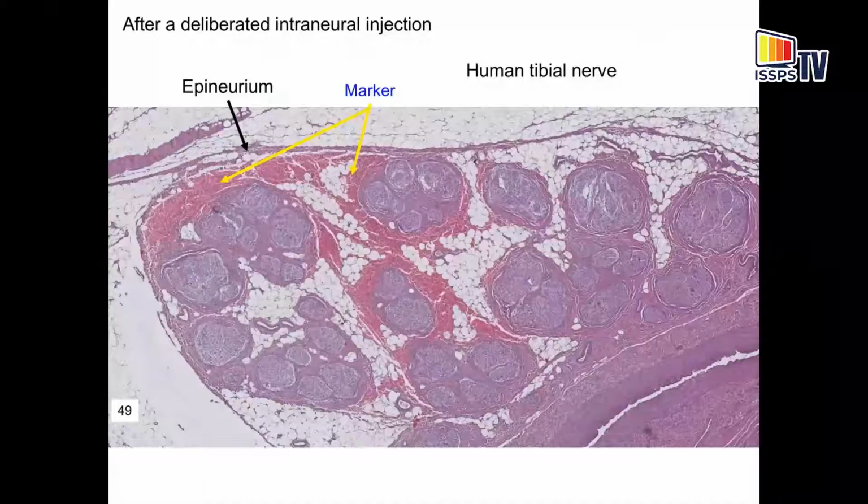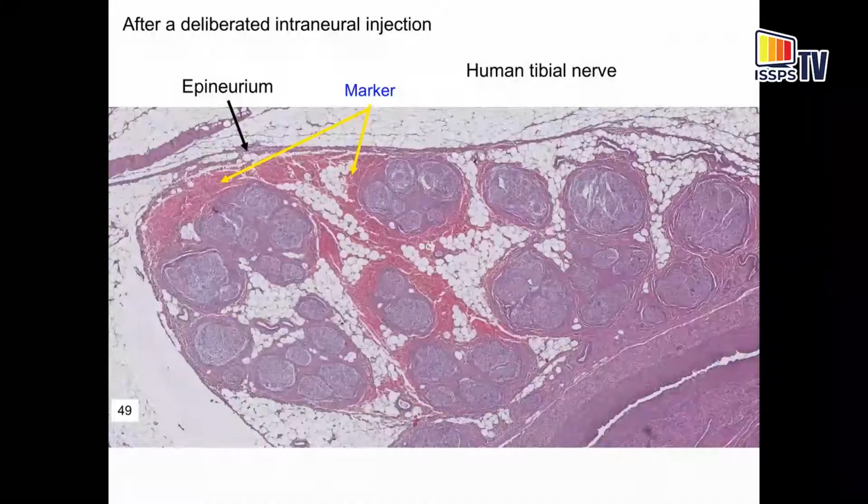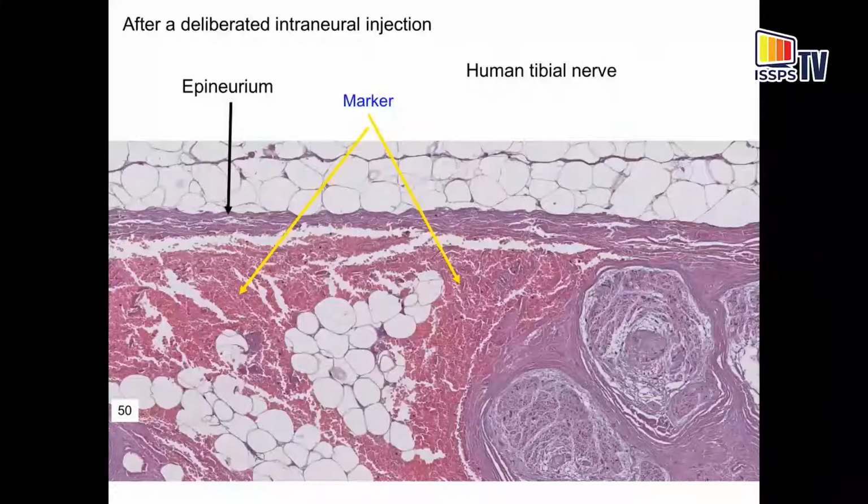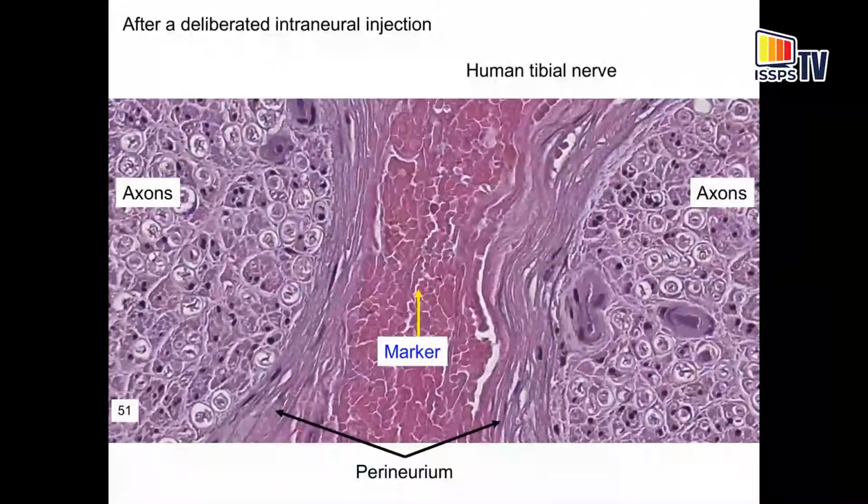You can see how the injected intraneural marker was retained by the epineurium inside the nerve and how the marker does not leak outside the nerve. In the same image at more magnification, you can see the epineurium and retained marker. Here we see how the marker spread between fascicles but does not pass across the perineurium.